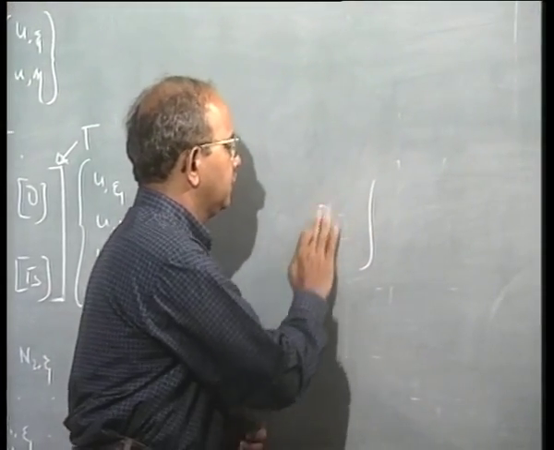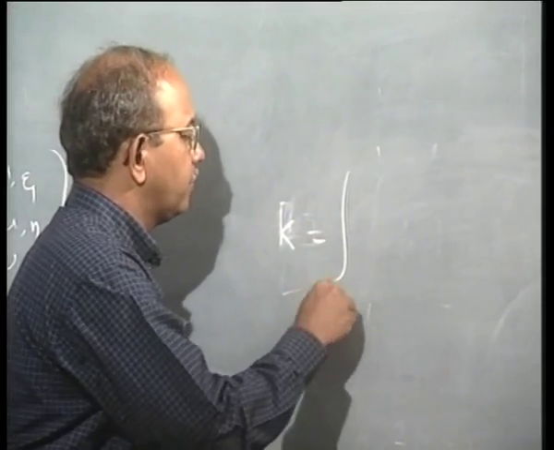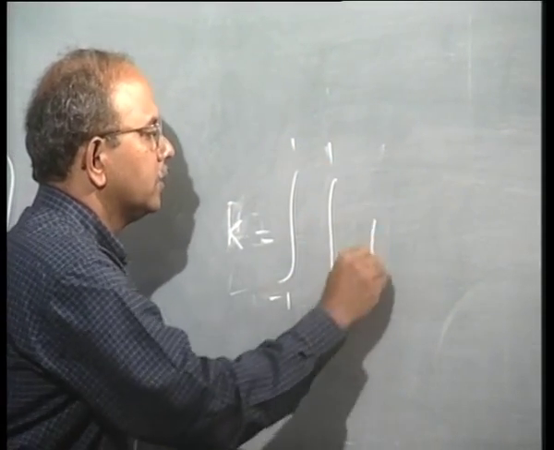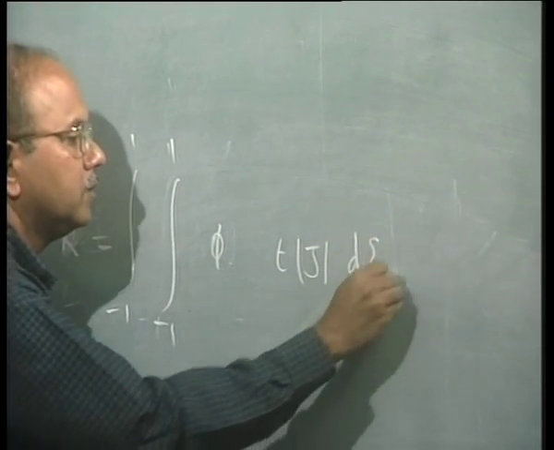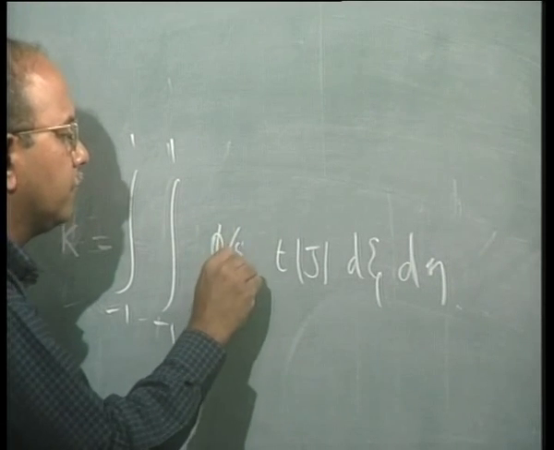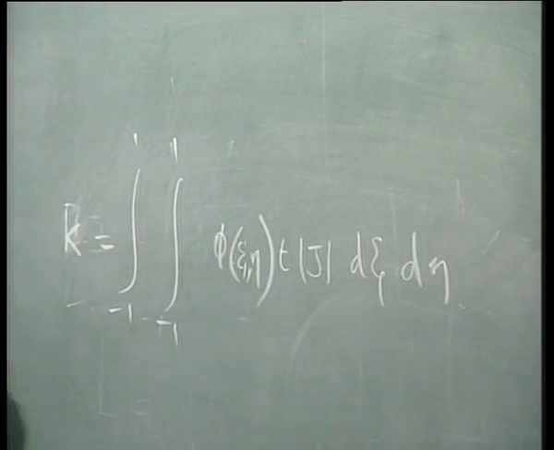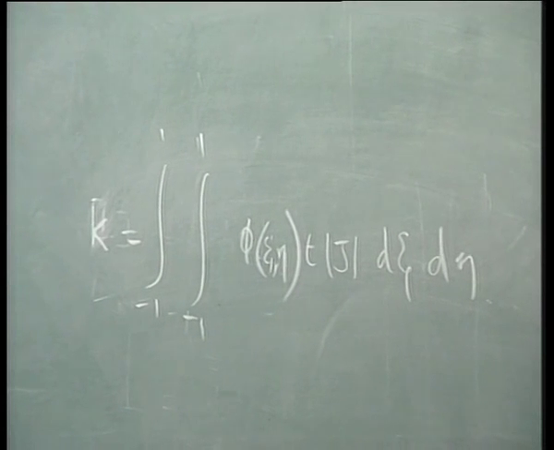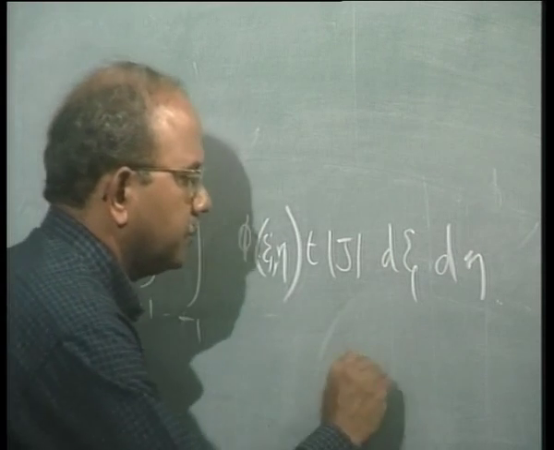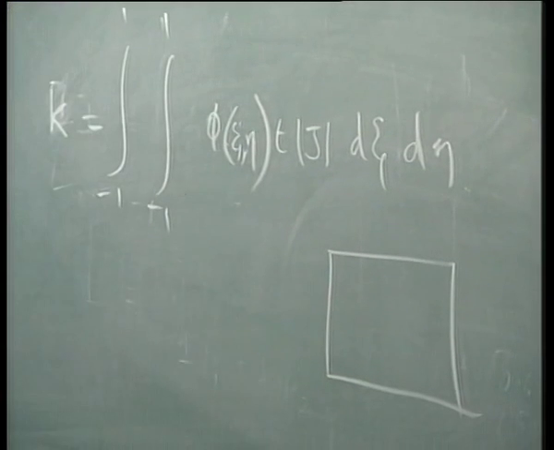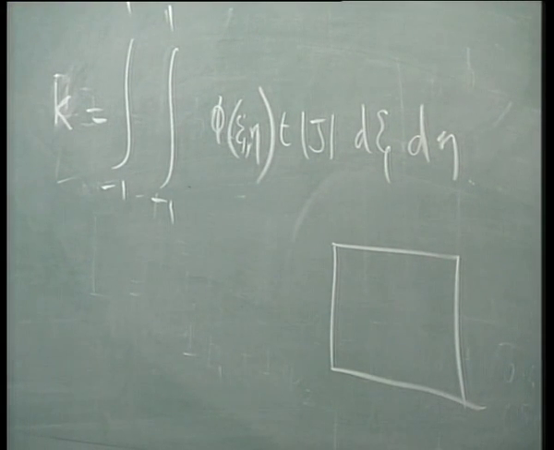So in other words, what we are going to look at is, instead of what I had, now K is the integral from -1 to +1, -1 to +1, of phi, times t J d psi d eta, and phi is a function of psi comma eta. What phi of psi comma eta is, is always a confusion with students. Phi of psi comma eta is nothing but B transpose dB calculated at psi and eta. Now let us say that that is the element after the transformation into the natural coordinate system.